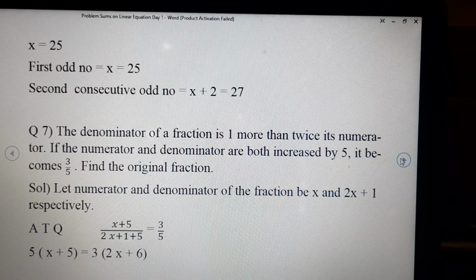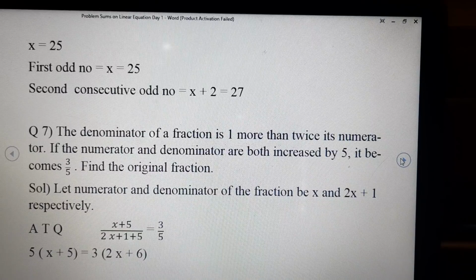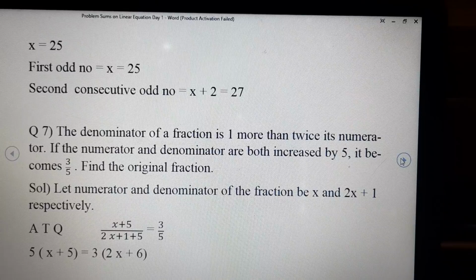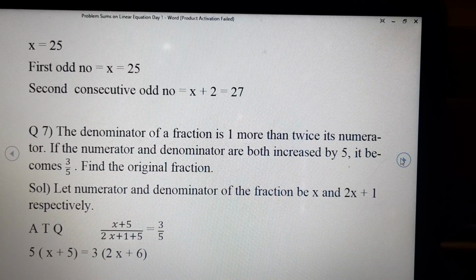Question number 7. The denominator of a fraction. So when we talk about a fraction, numerator and denominator. Denominator of a fraction is 1 more than twice its numerator. Twice means 2 times, 2 into. So first of all, I'll always suggest you to consider the smaller number. We always consider the smaller number, so that we are able to easily consider the greater number also accordingly.